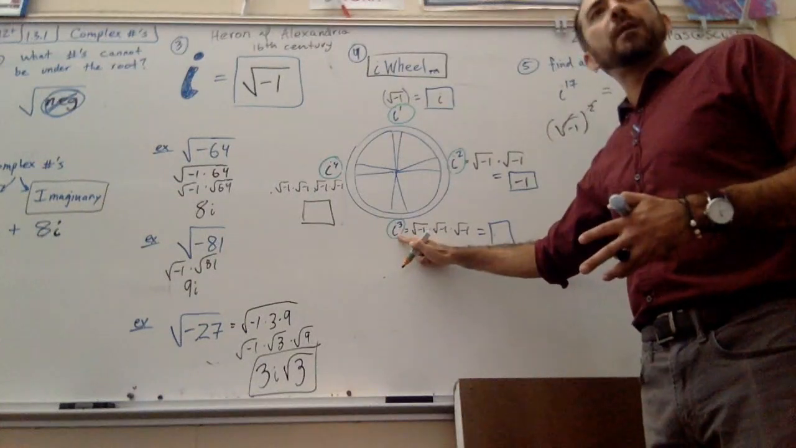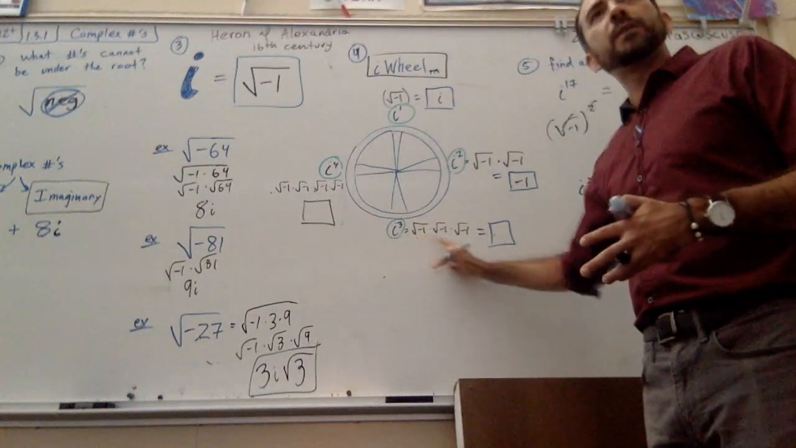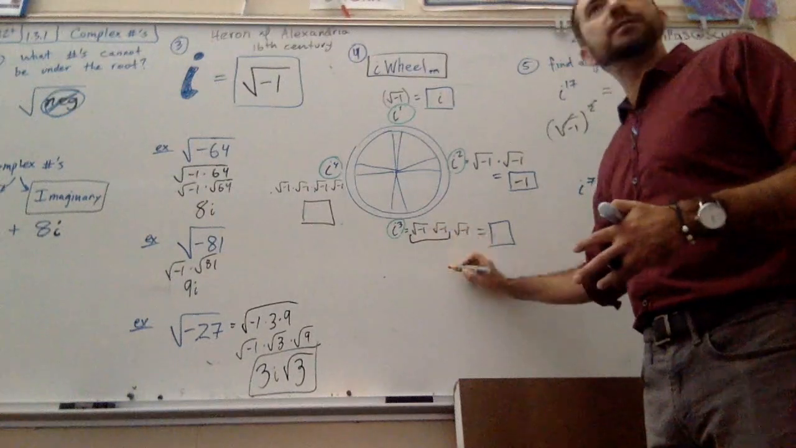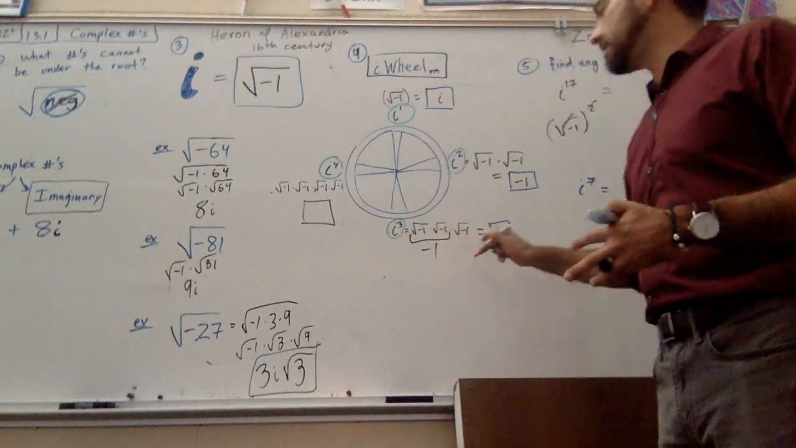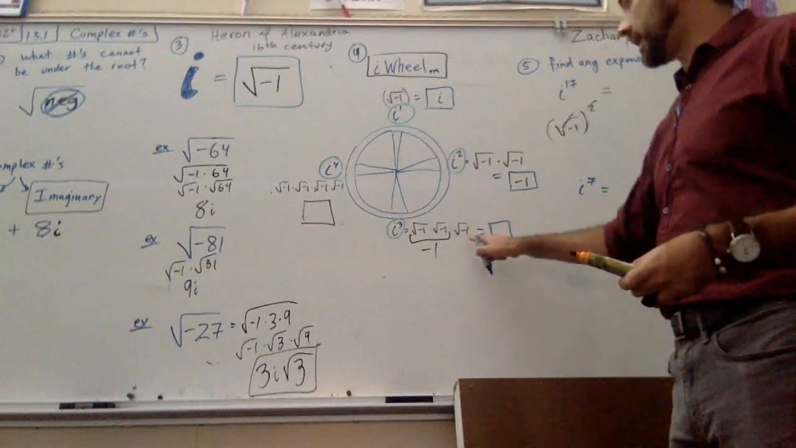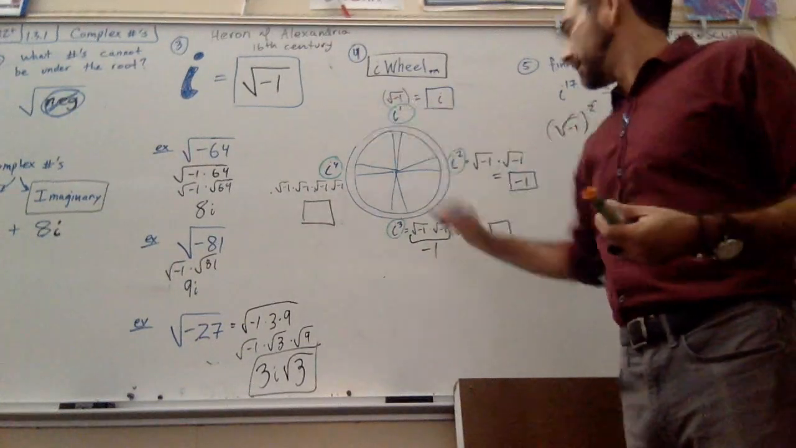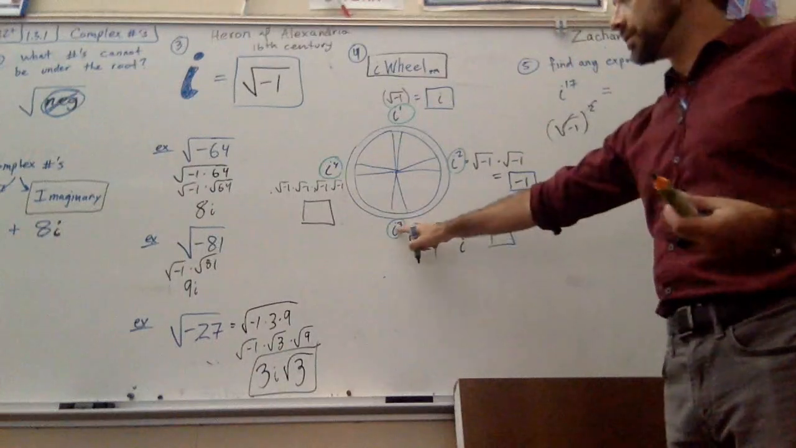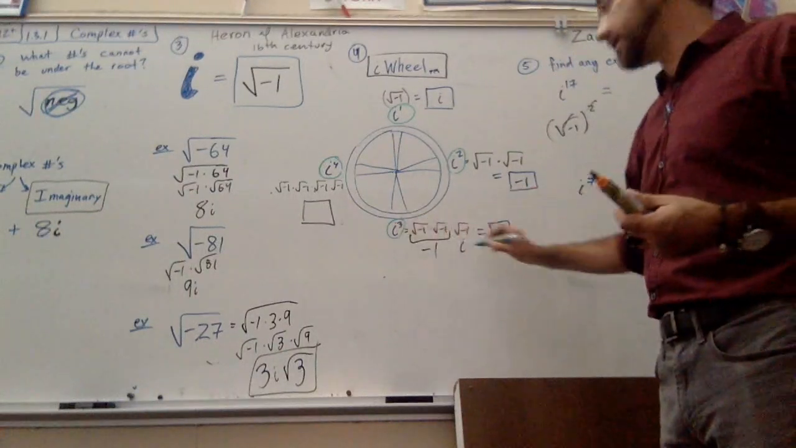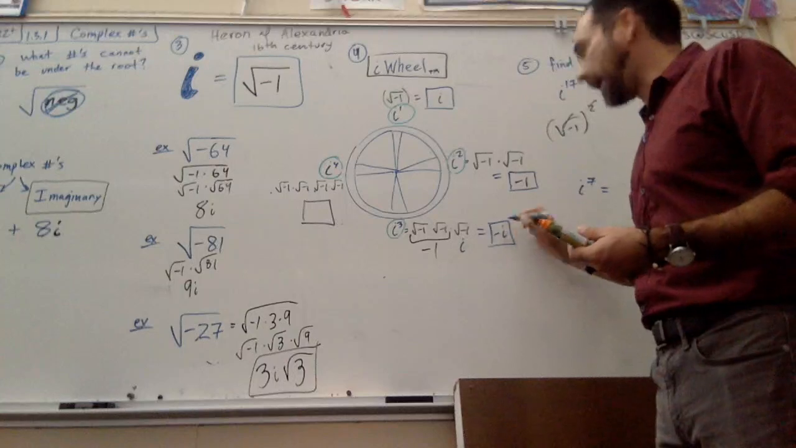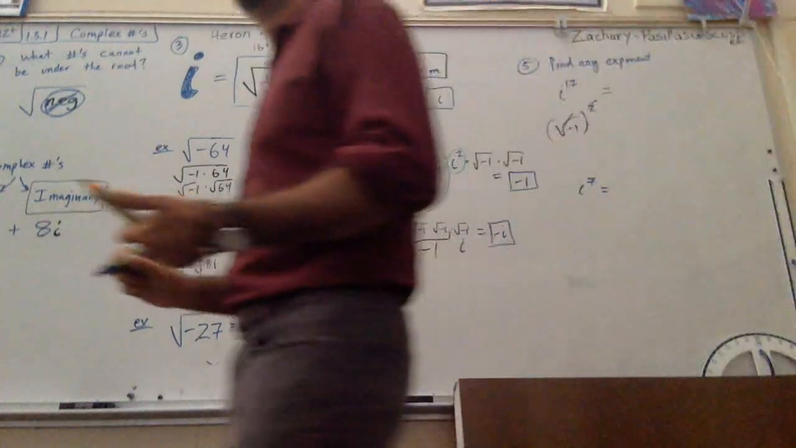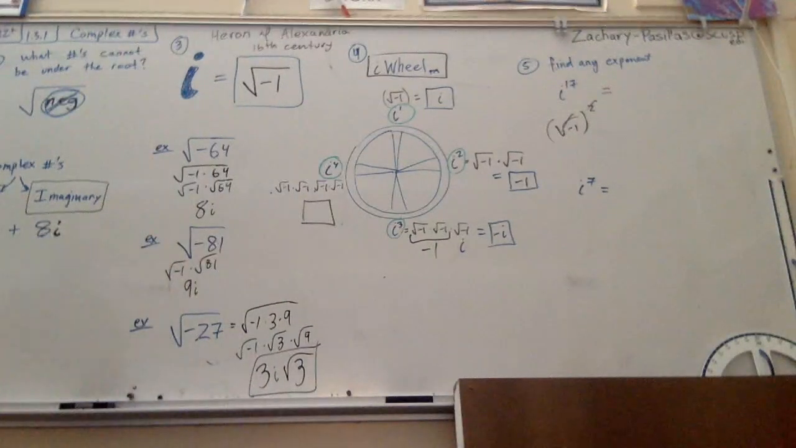i to the third power, root -1 times root -1. What did we just say that was? -1. And then what can we say root -1 is equivalent to? i. So altogether, i to the third power is -i.